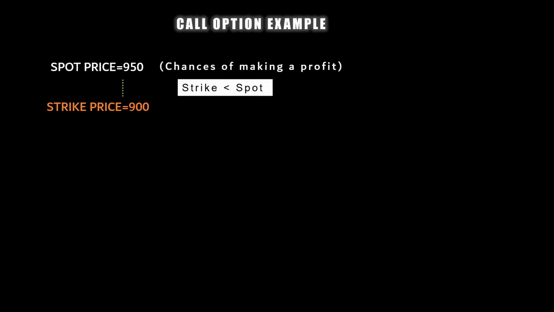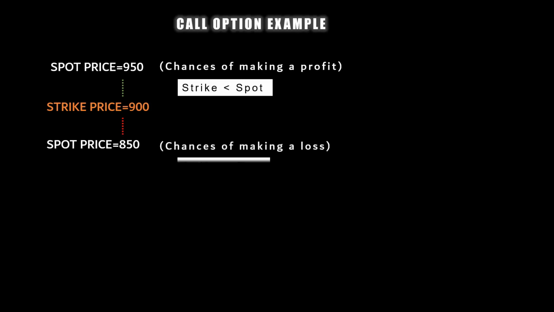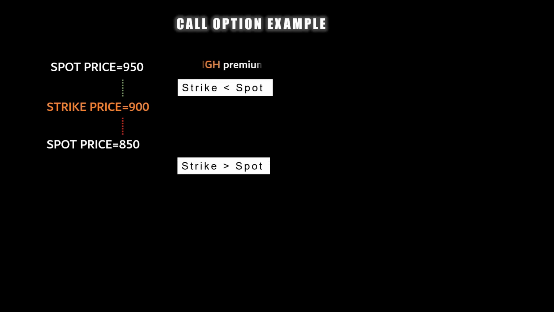Instead of increasing, if it decreases to 850, the chances of not making money are higher because the strike is now greater than the spot. So naturally, investors will pay more premium when the spot is at 950 due to greater profits and demand. On the other hand, the premium at 850 would be less.